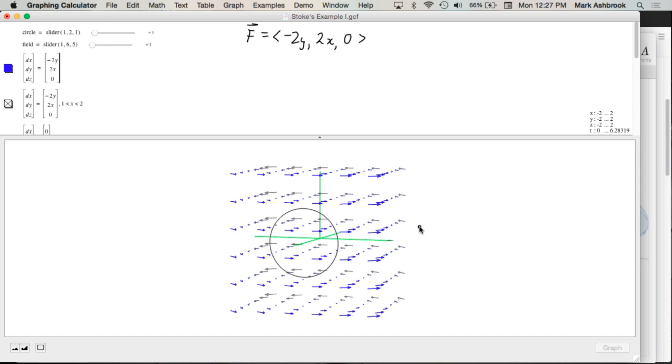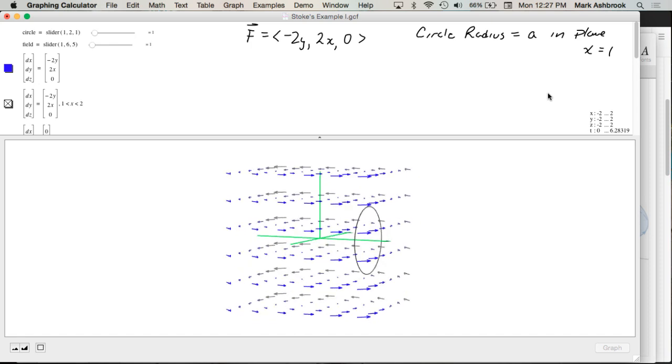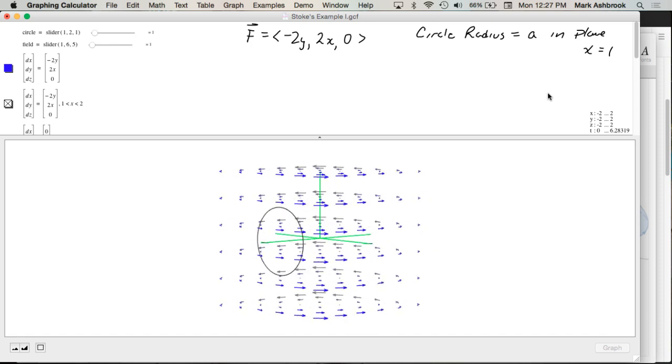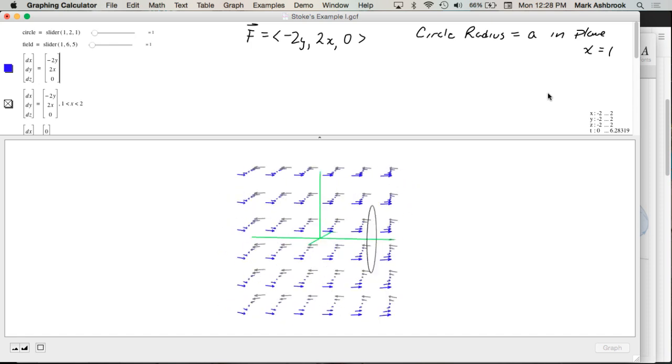And I've got this path C here. It's a circle in the plane x equals 1, with radius a. And we want to examine Stokes' theorem for this circular path in the plane x equals 1.